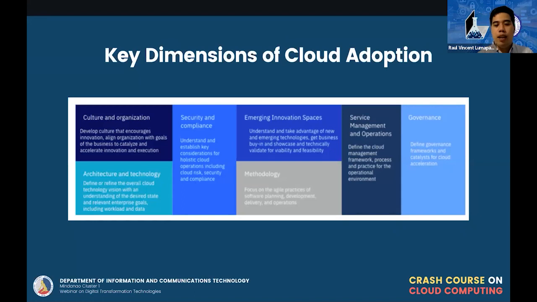And then service management and operation. Define the cloud management framework, process, and practice for the operational environment. Take note that implementation of cloud-based services does not only affect ICT processes. It also highly affects our management and organization, especially the higher level. And then last is define governance frameworks and catalysts for cloud acceleration. So you need to plan out how to accelerate the usage of cloud and find ways to transition towards cloud.